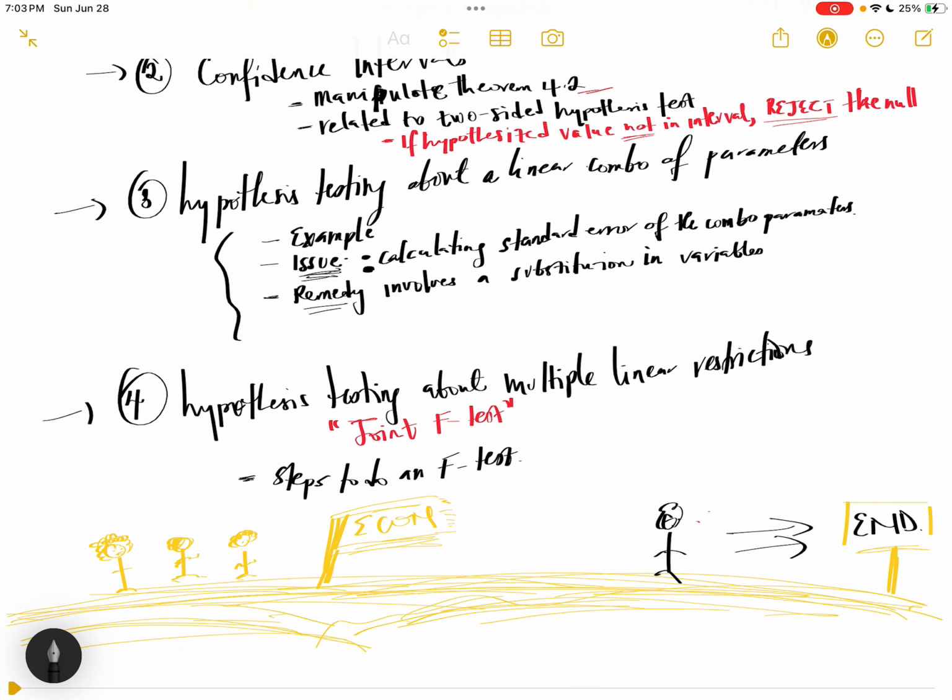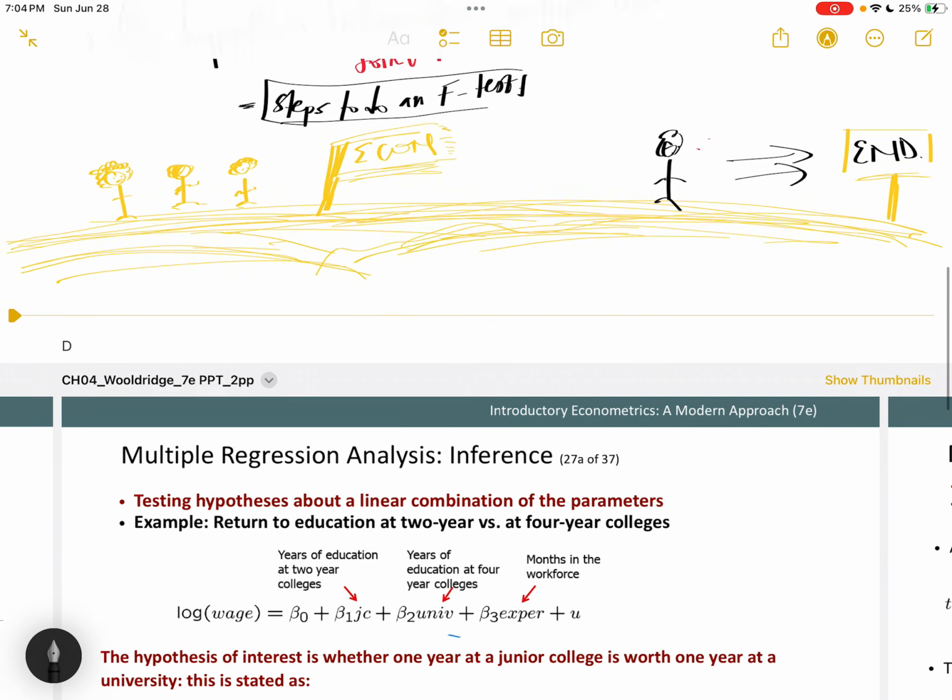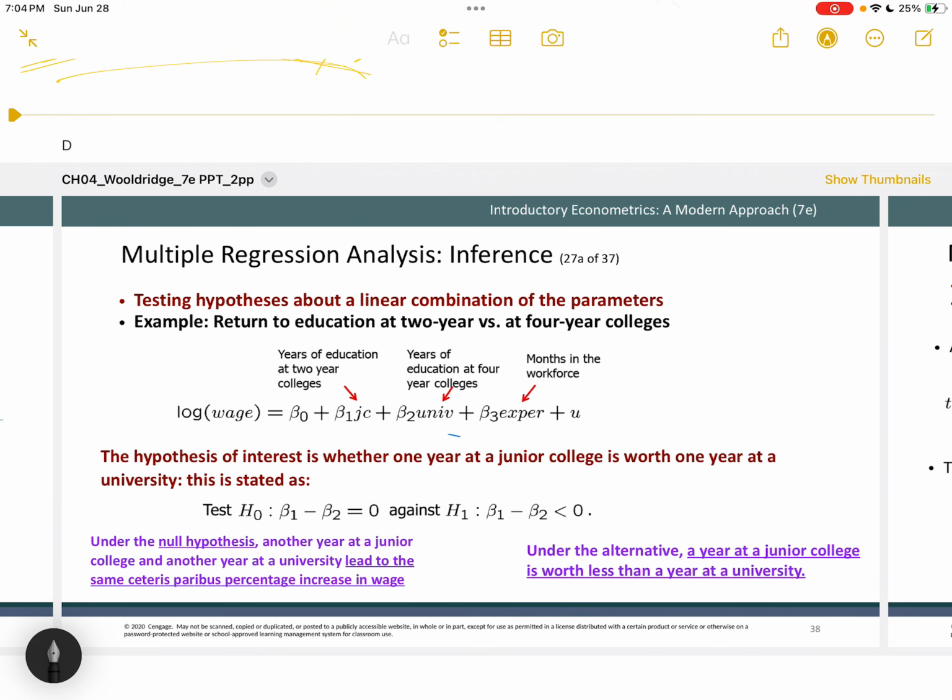Great. Okay. In item 3, I will do hypothesis testing about a linear combination of parameters. This is very interesting, and I think you should take a listen and take a look. And then we will look at hypothesis testing about multiple linear restrictions, and we'll do a joint F test, and I'll help you look at the steps to do an F test.